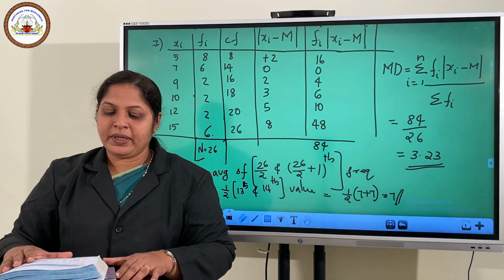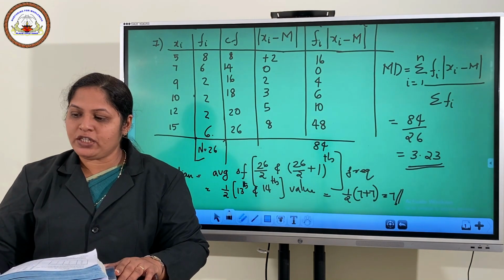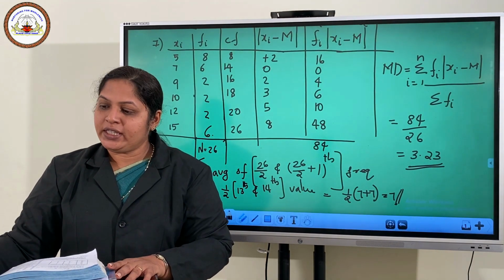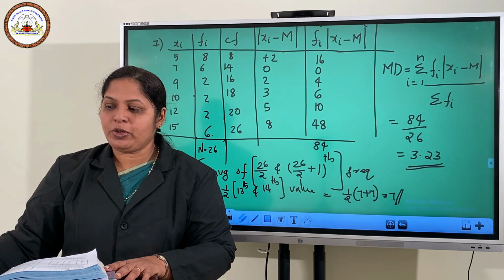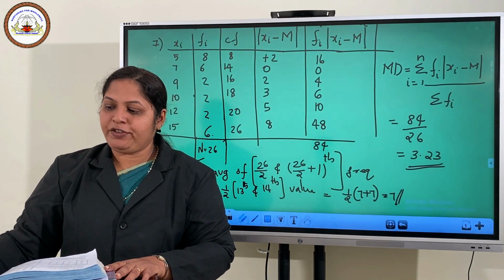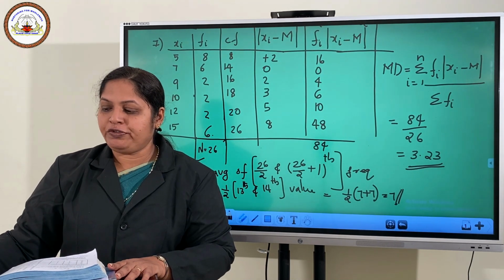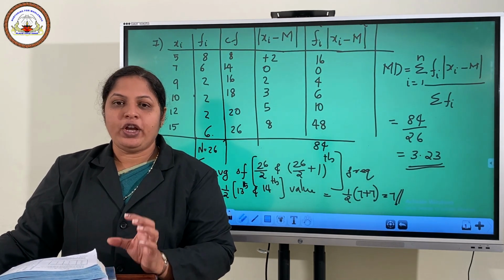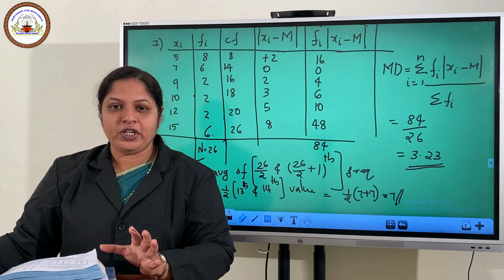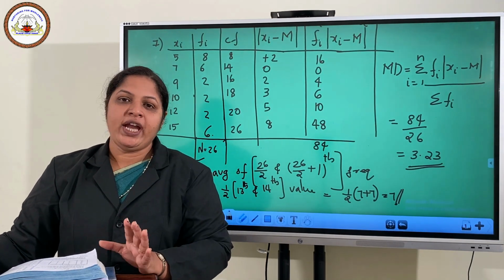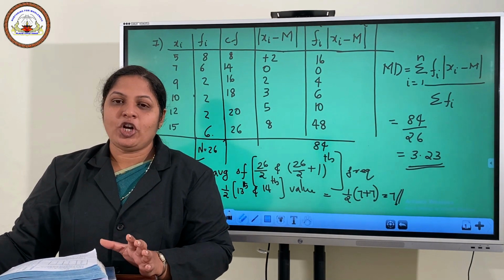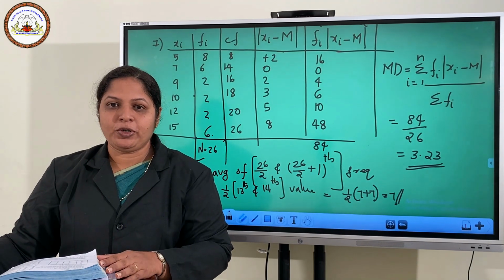And the same method you have to do for question number 8 from the exercises as homework, that is to find the mean deviation about median for data xi 15, 21, 27, 30, 35, with the corresponding frequencies also given. So you have to check whether the sum of the cumulative frequencies is even or odd, and find the median accordingly, then find the mean deviation about median.